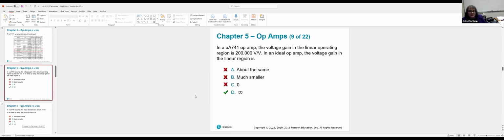All right, so the next slide, in the Micro Amp 741 op amp, the voltage gain in the linear operating region is 200,000 volts per volt. That's that gain factor, that A that we talked about. Since both of the axes have units of volts, the gain factor is actually dimensionless. But in an ideal op amp, the voltage gain in a linear region is infinity. That is the definition of the voltage gain in the linear region.